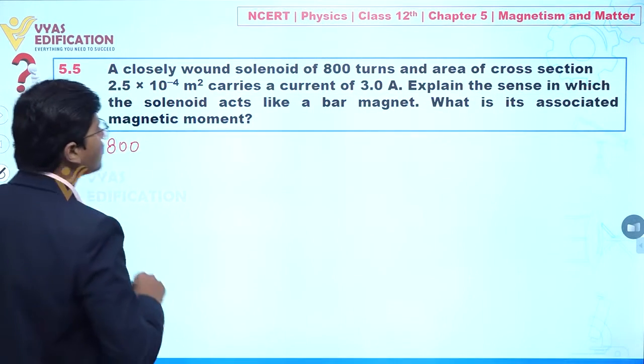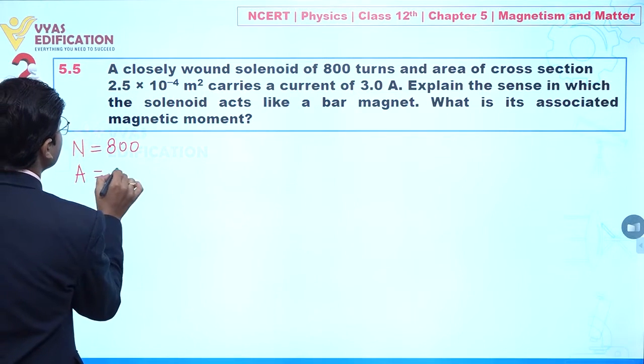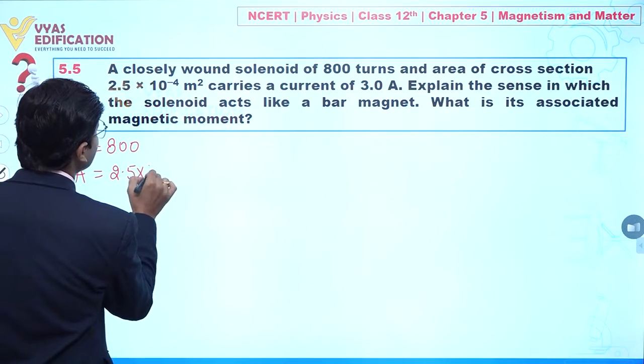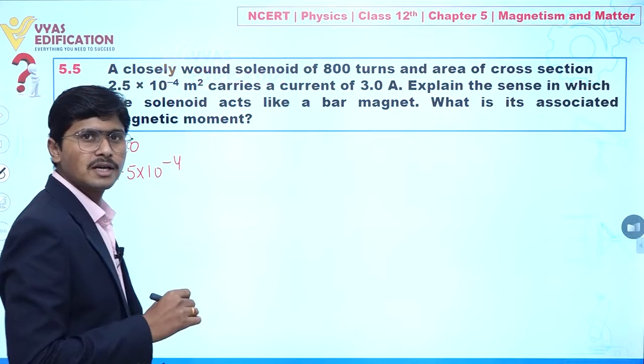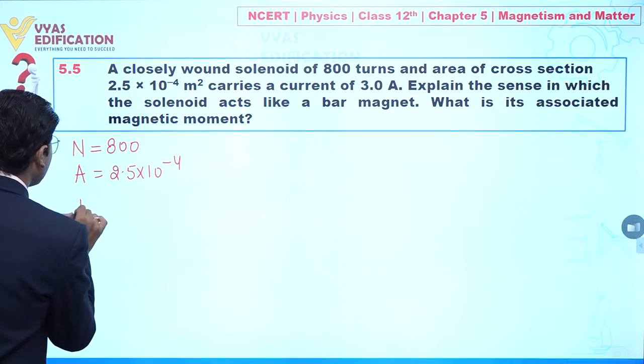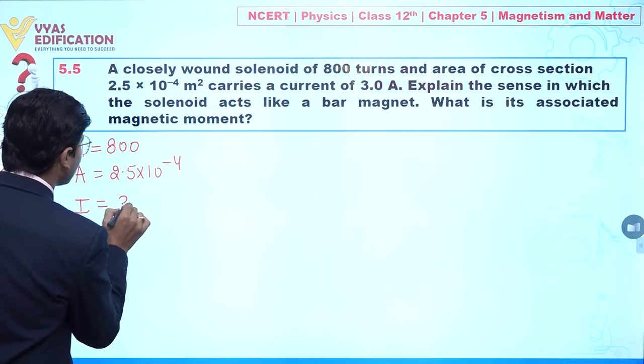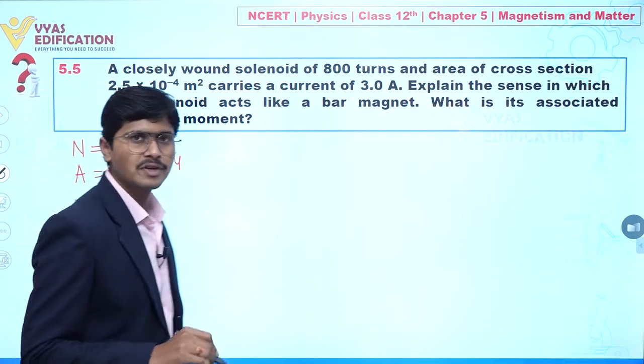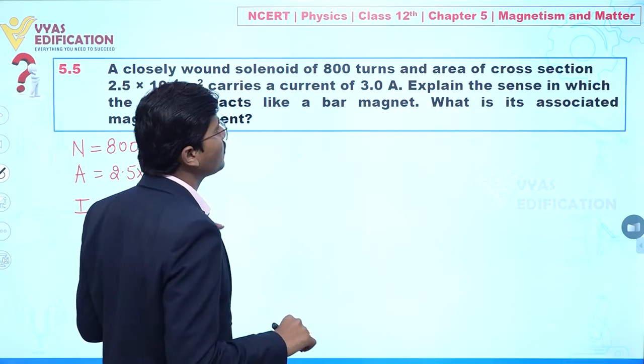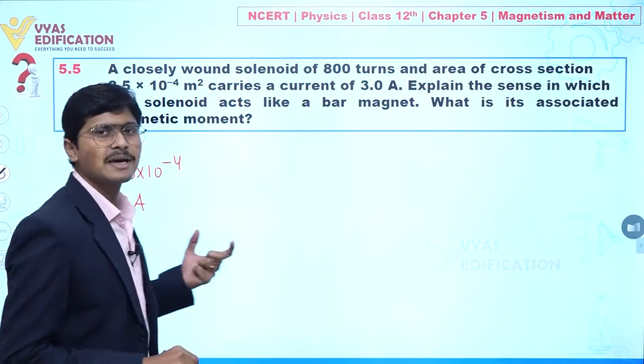Area of cross section is given to you, 2.5 into 10 to the power minus 4. And it is also given the current that is flowing in this solenoid, that is 3 ampere. So first we have to find what is the associated magnetic moment.